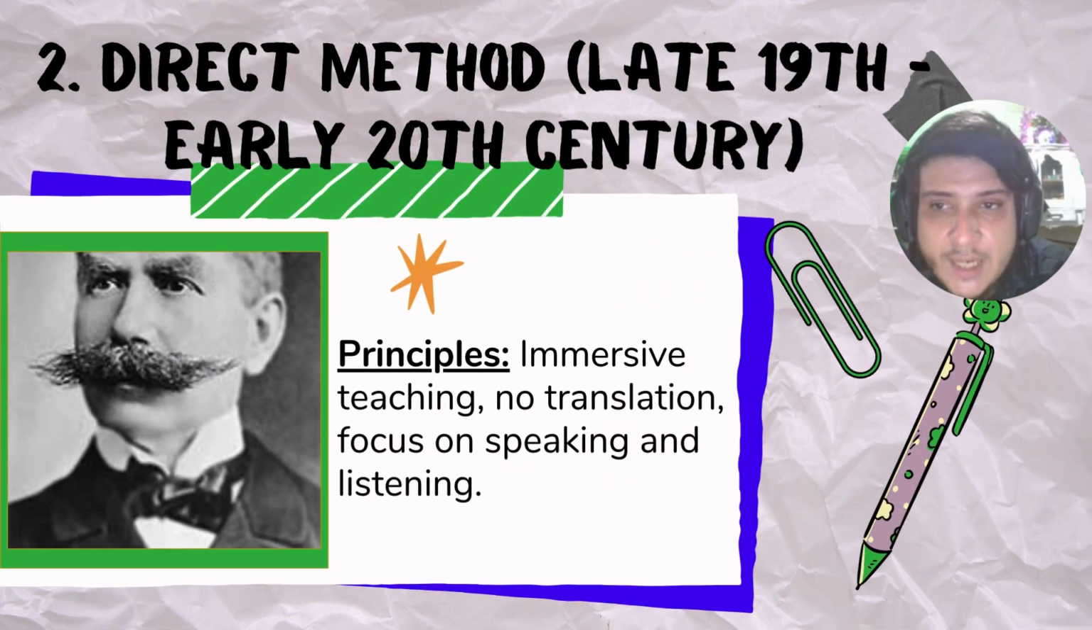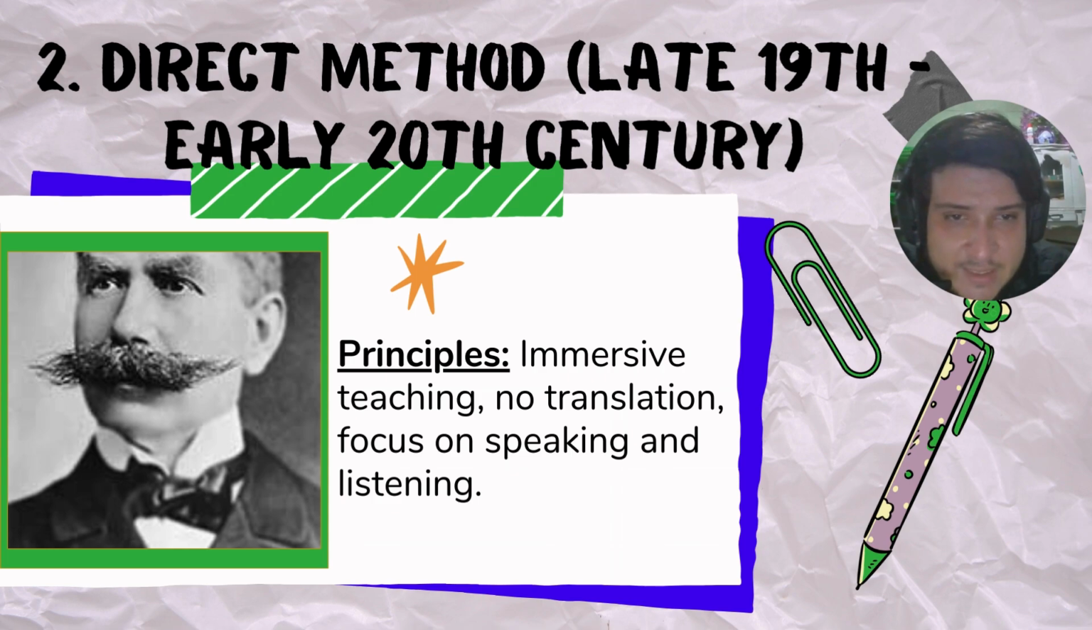Number two, direct method, late 19th, early 20th century. Origin: a reaction against the grammar translation method. Purpose: to immerse students in the target language without translation, focusing on speaking and listening. Key figures: Maximilian Berlitz and François Gouin.